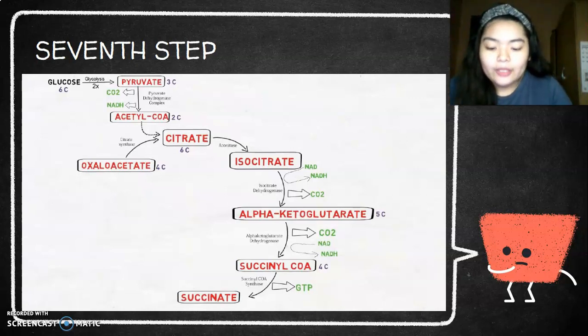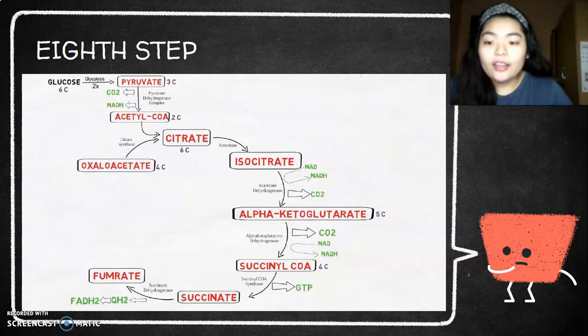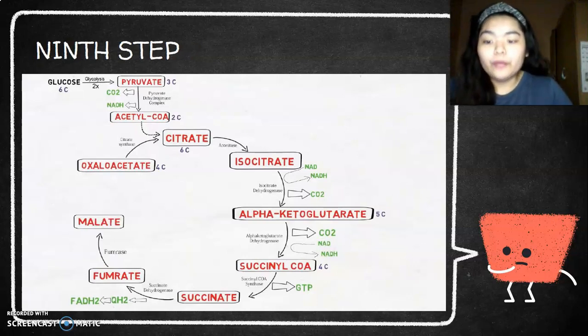In the next step, the succinyl-CoA is converted into succinate by the enzyme succinyl-CoA synthetase. In this reaction, a molecule of GTP is generated. Next, the succinate is converted into fumarate by the enzyme succinate dehydrogenase. In this reaction, a molecule of QH2 is generated, which is used for the production of FADH2. Fumarate is then converted into malate by the enzyme fumarase.